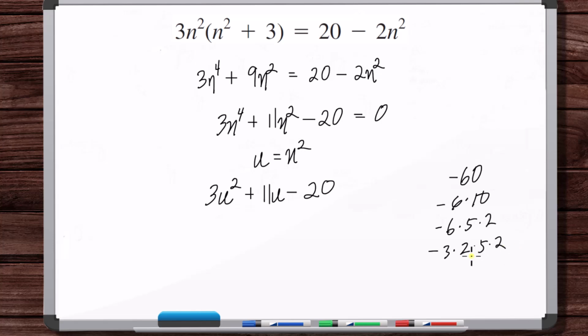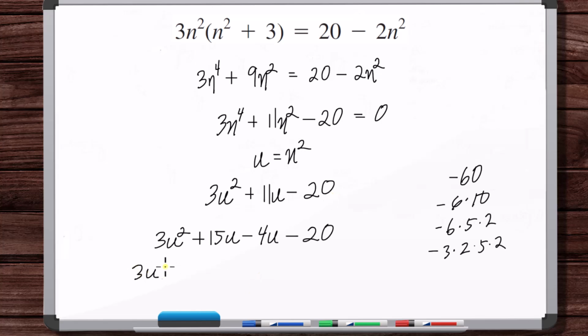So let's see what we have here. 15 and 4. Okay, that'll work. But, okay, can we do positive 15 minus 4? Okay, there we go. So let's do plus 15u minus 4u minus 20. Yeah, that's going to work.